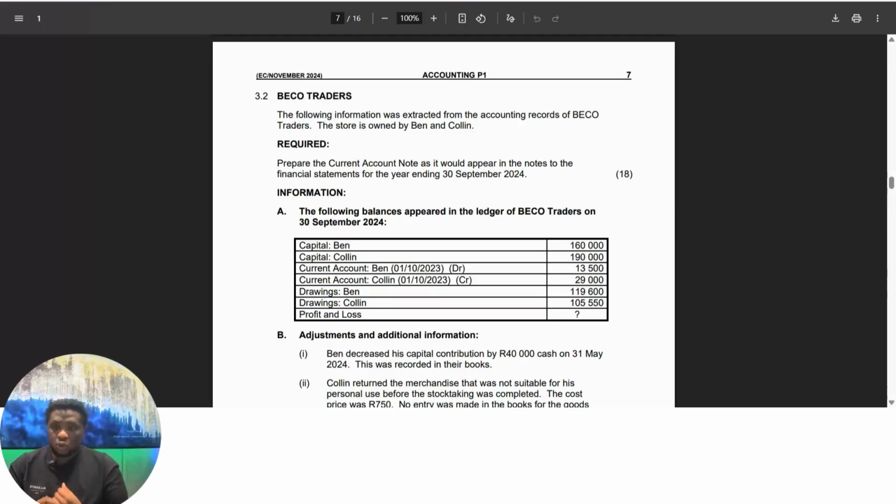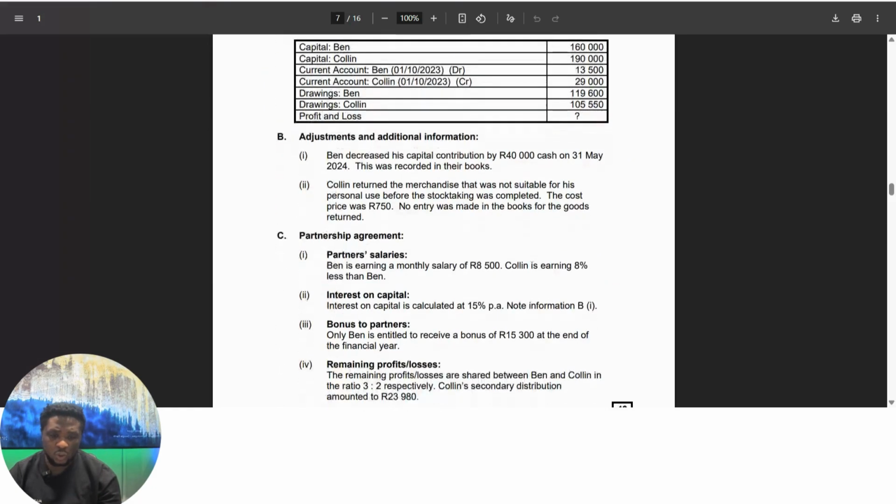So without further ado, let's get to 3.2 and get this thing going. This is question 2, and as you can see, we've got Beco Traders. It says the following information was extracted from the accounting records of Beco Traders. The store is owned by Ben and Colleen, so a combination of the two makes it Beco, I guess. It says prepare the current account note as it would appear in the notes to the financial statements for the year ended 30th of September 2024.